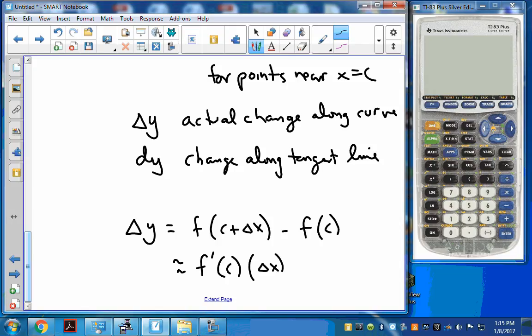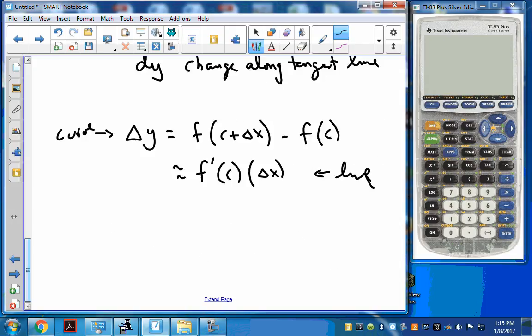So that might be x minus x1, or just whatever change in x there is. And this is along the line. Okay, so this is the curve. The change along the curve is about the same as the change along the line.